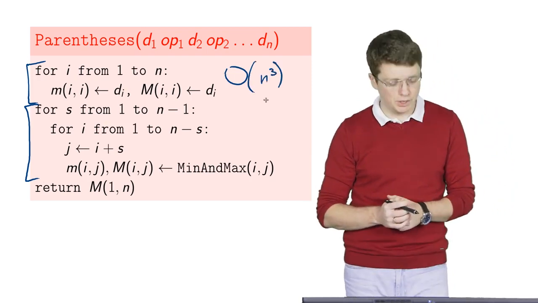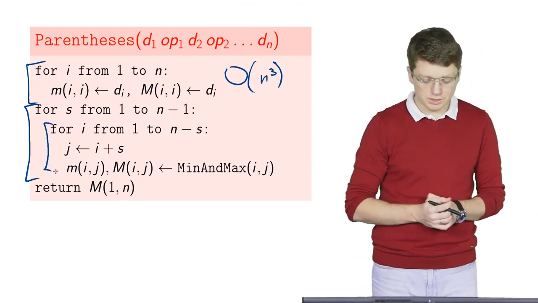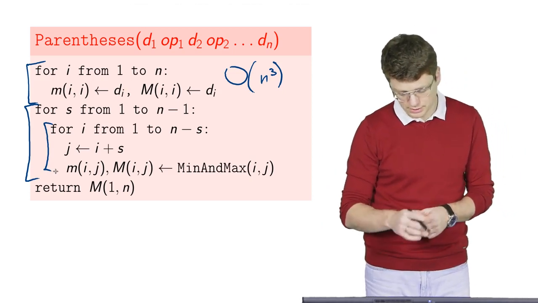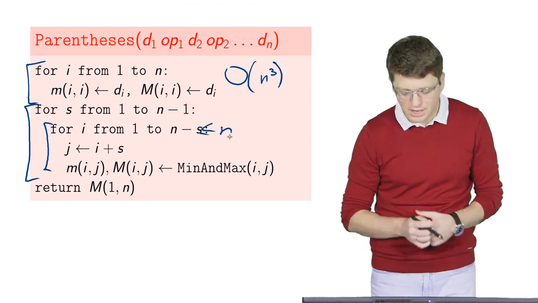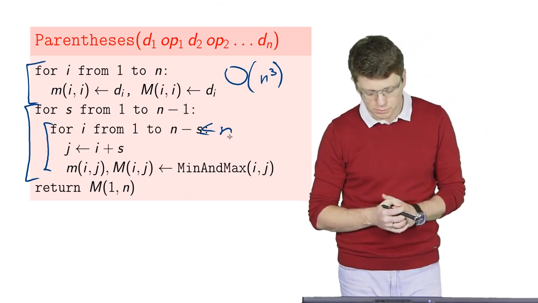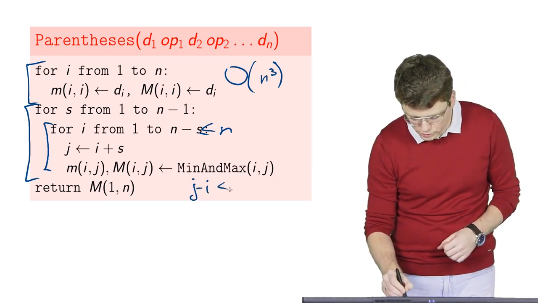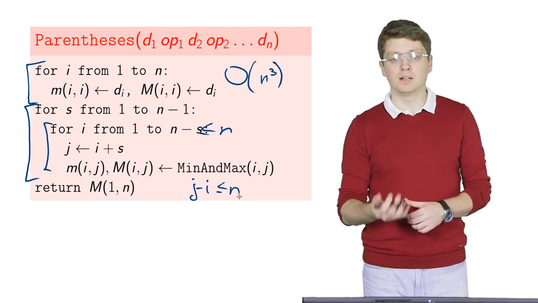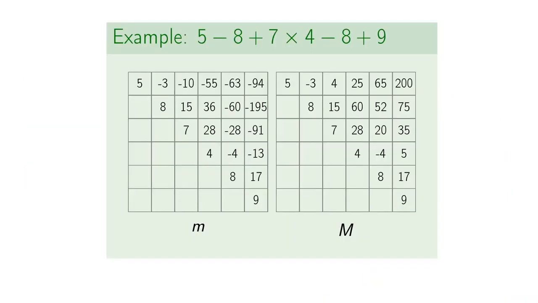And this can be seen by noting that we have two nested loops. The first one has n minus 1 iterations, the inner one has n minus s iterations, which is at most n. And also inside these two loops we have a call to the min and max procedure. The running time of the min and max procedure is proportional to j minus i, which is also at most n. So the running time of our algorithm is at most big O of n times n times n, which is n cubed.